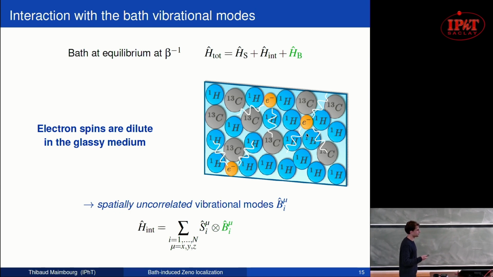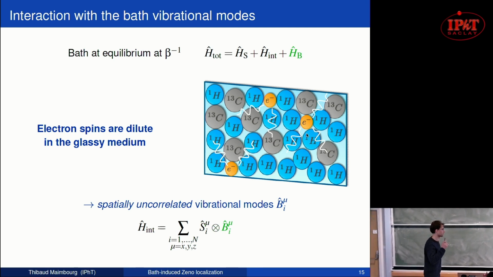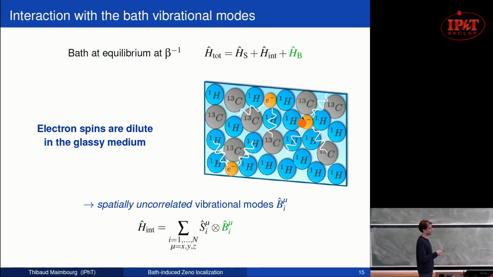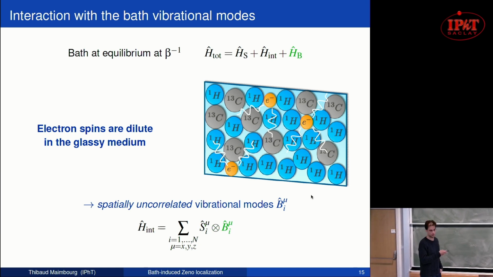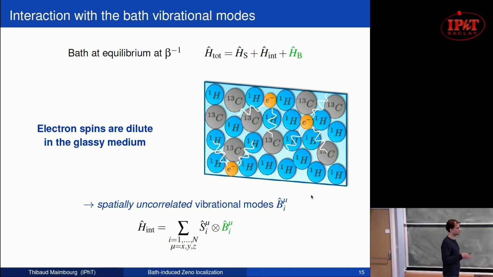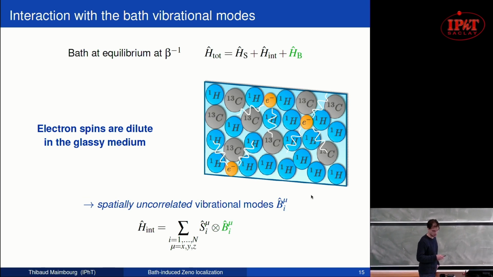And the crucial assumption that I need for the physics of the system that I'm going to show is that basically each electron spin has its own bath, so that all the vibrational modes are spatially uncorrelated, which is quite natural in the system because you can think of having this property in two ways. Maybe if I have time, I will talk a bit about how we model the bath, but yeah, maybe not.